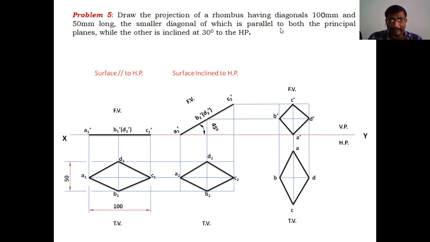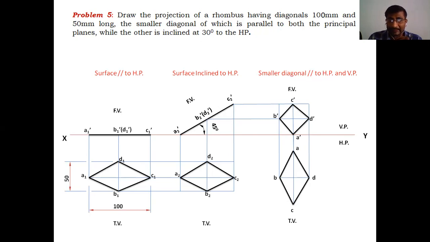When will we get this final stage front view and top view? When the smaller diagonal is parallel to both the planes, HP and VP. Then we will get these two views. Clear, students? This is the diagram of the rhombus with the longer diagonal inclined to HP and the smaller diagonal parallel to both planes. The angle is not 45 in this diagram; it is given as 30. Just locate the 30.